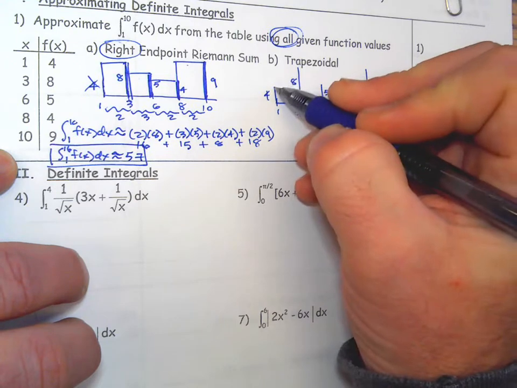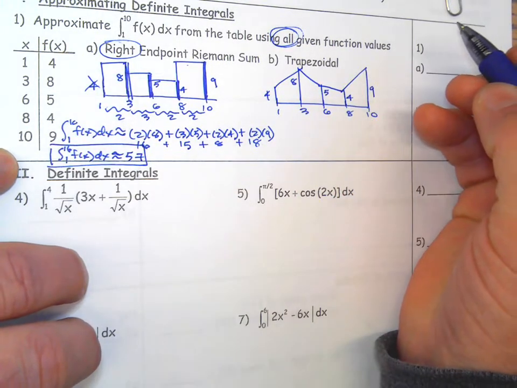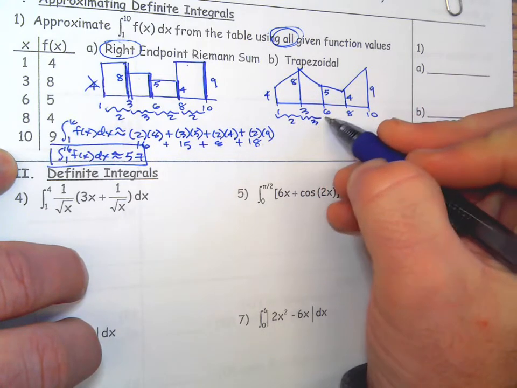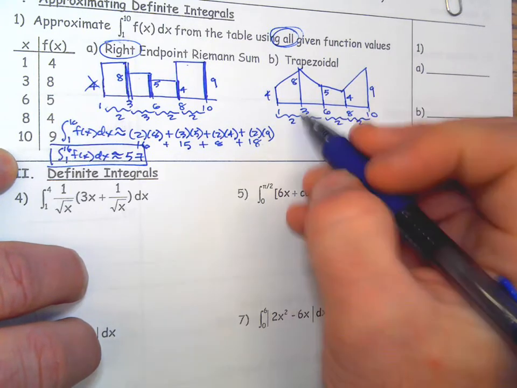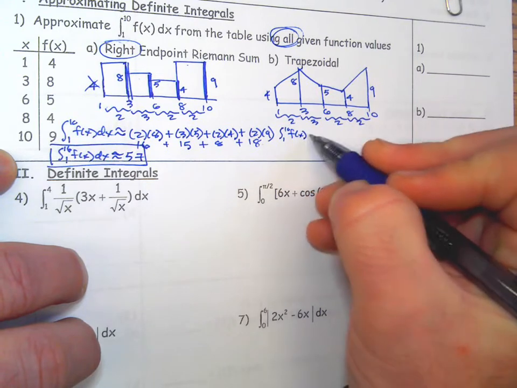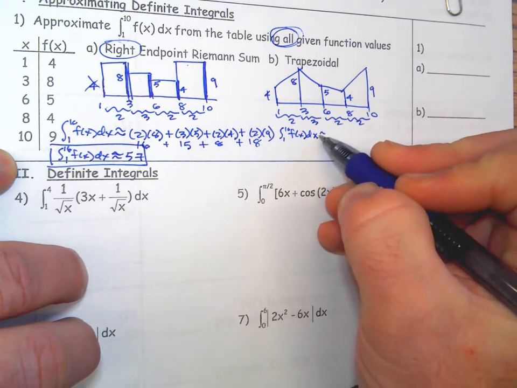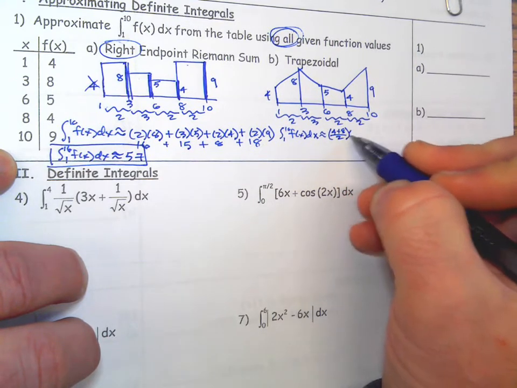Okay, but this time we're going to connect the endpoints. These are the height of these trapezoids. And hopefully you have no problem remembering how to calculate the area of a trapezoid. It's really a rectangle, base times height, but there's 2 bases, so it's the average of the bases. So it's the average of the bases, 4 plus 8 divided by 2 times the height.